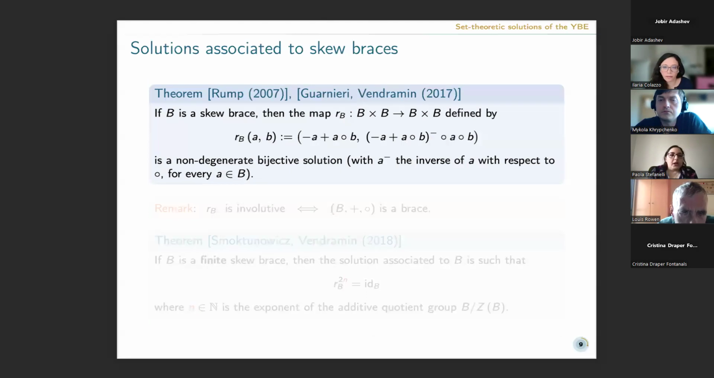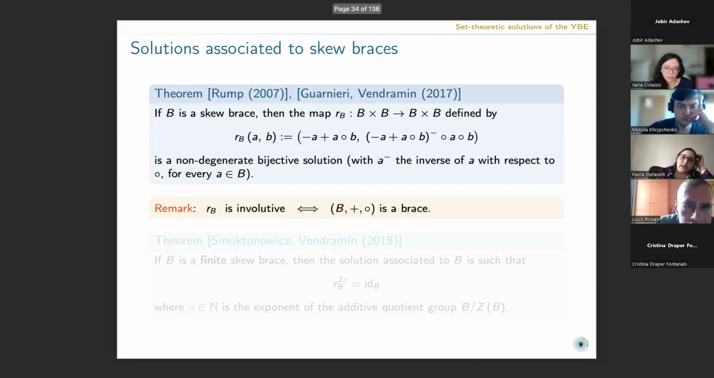So, as I said, skew braces allow for obtaining non-degenerate bijective solutions. Indeed, we can define this map r_B that now we can write in this way, where a to the minus denotes the inverse of a with respect to the circle operation. And more specifically, we have that r_B is involutive if and only if the additive structure is abelian. That means that B is a brace.